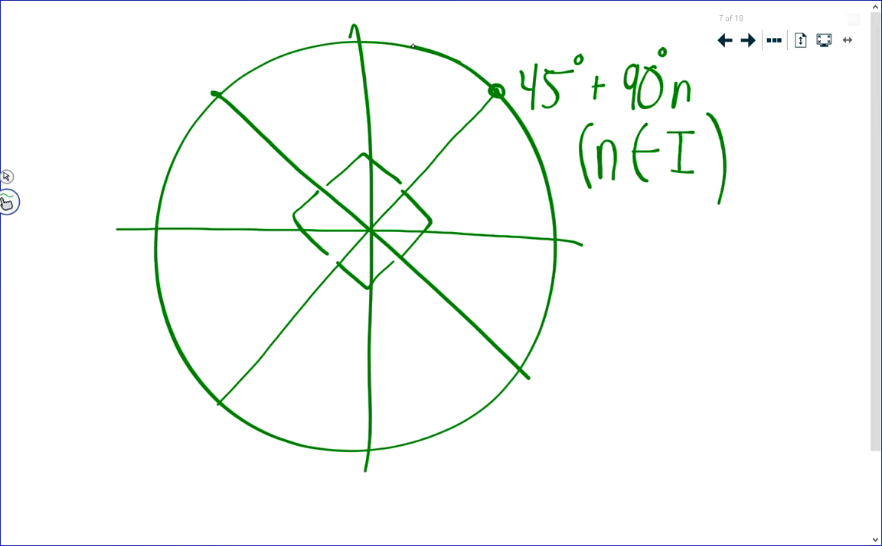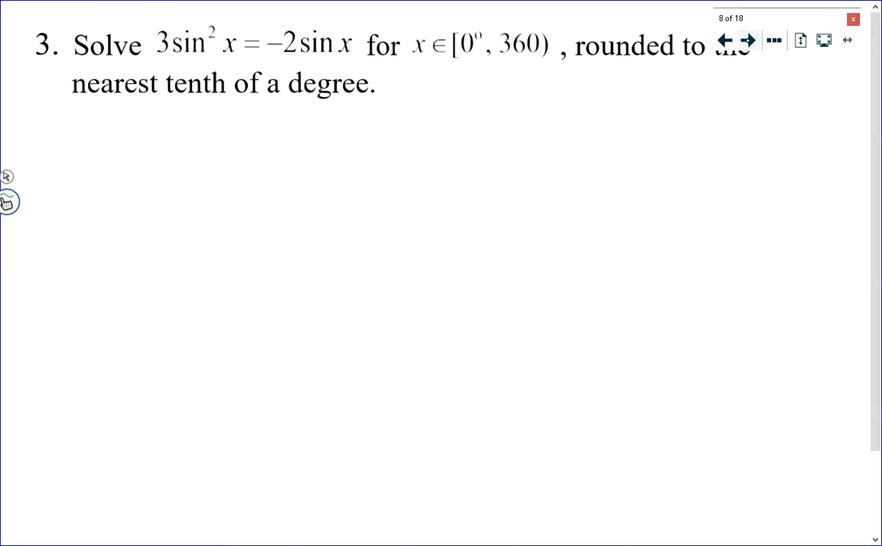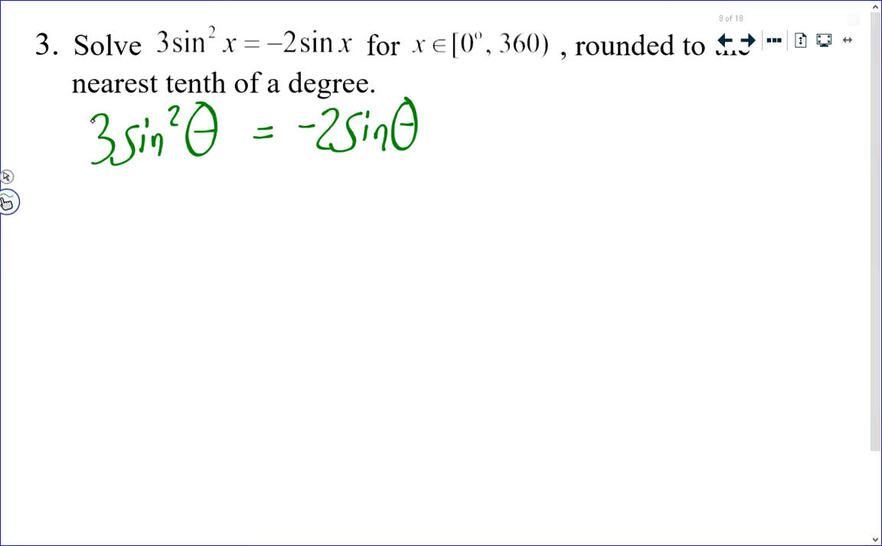So that was example 2. Remember, example 1 had all three types of terms. Example 2 was missing a linear term, and now when we take a look at example 3, it is missing a constant term. And again, we're going to rewrite this with thetas. So we have 3 sine squared of theta equals negative 2 sine of theta. I'm going to add the 2 sine theta to both sides. I guess maybe first I'll make the point that this is quadratic and this term is linear.